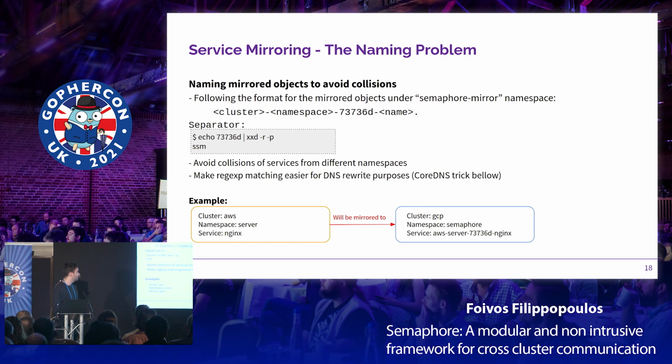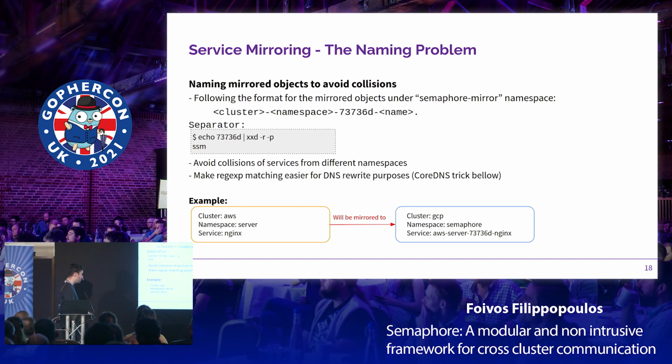Now the separator, which is this ugly 73736T, stands for the Czech representation of SSM, and SSM is short for Semaphore Service Mirror. It is going to be here in the middle just to guarantee that no one can actually come and override my service from a different namespace. Arguably, we could do the same between cluster and namespace because there is the same danger over there, but because cluster is something that is usually set statically by the cluster admin, there's no such risk there.